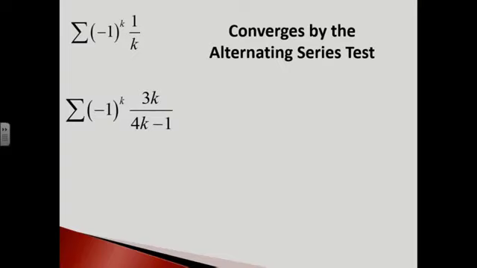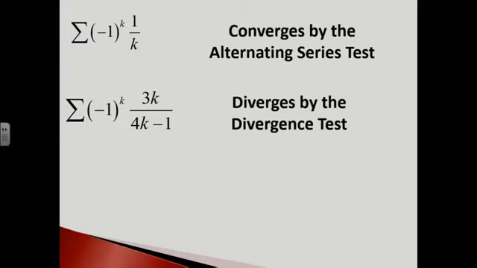The second series is sigma (-1)^k multiplied by 3k divided by 4k minus 1. This series can be expressed as sigma (-1)^k multiplied by a_k, where a_k equals 3k divided by 4k minus 1. We have the limit of a_k as k tends to infinity equals 3/4. Thus, the divergence test tells us that the given series must diverge.